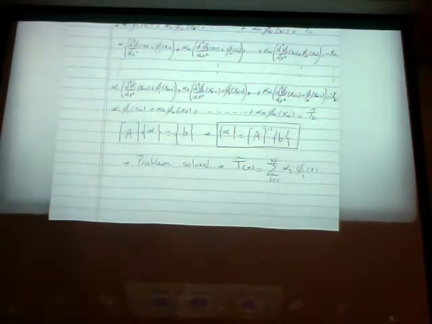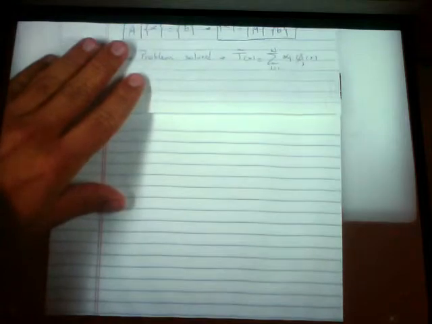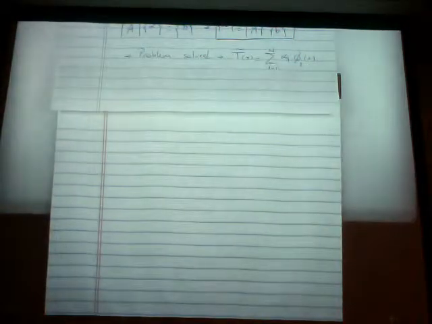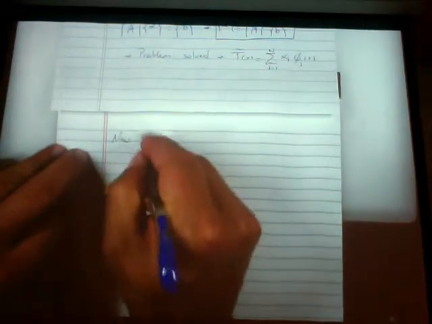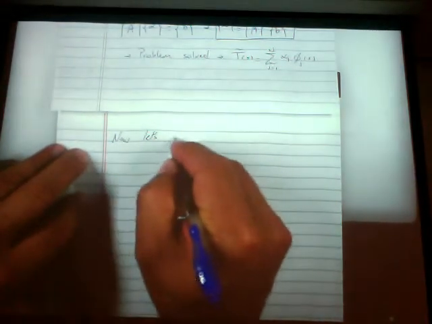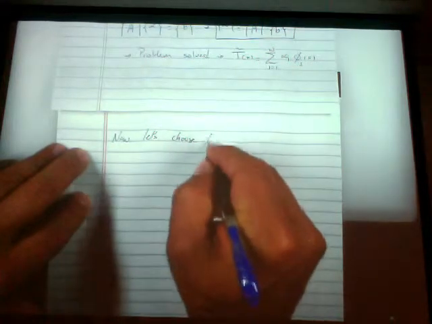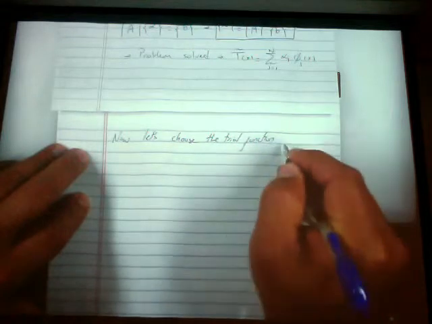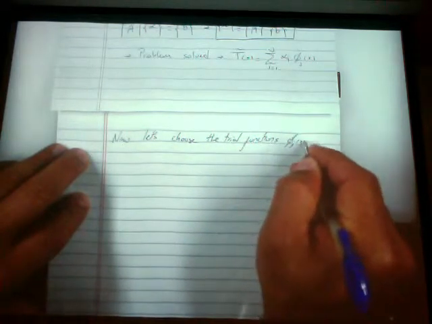All right, so the only thing left to do is selecting the trial functions, the phis. Let's choose the trial functions, phi j of x. So what do we pick? We need n independent functions. Okay, so we need n functions.